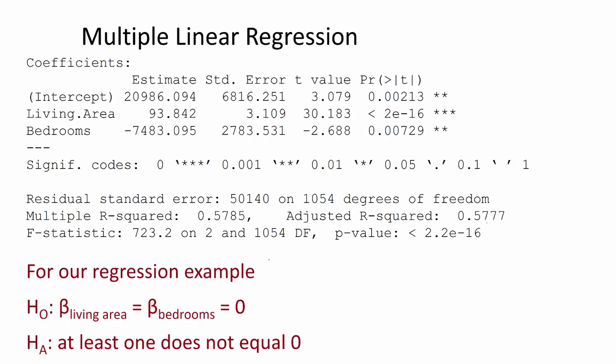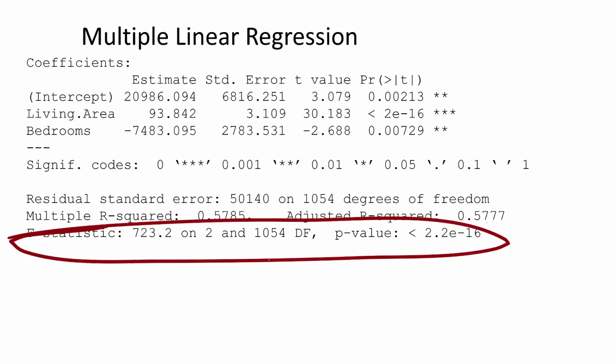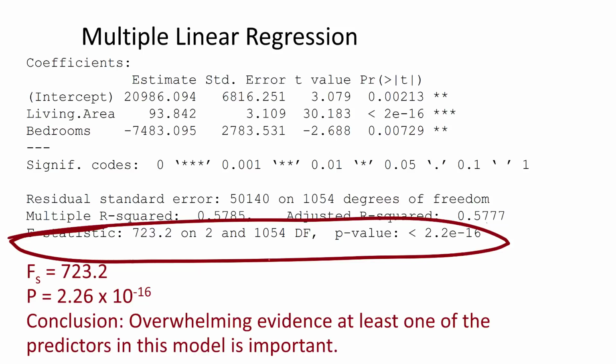So we can carry out this test with our output from the screen. Notice that we have our F statistic and our p-value right here on the bottom of our output. So the F statistic is 732.2 and the p-value is teeny tiny. It's less than 2.2 times 10 to the negative 16th. So the conclusion is that there's overwhelming evidence for the alternative, that at least one of the predictors in this model is important.